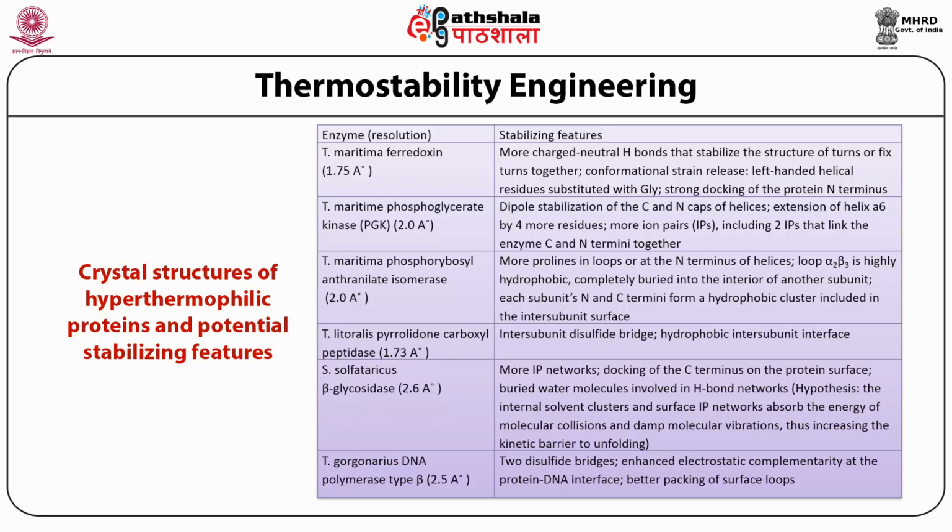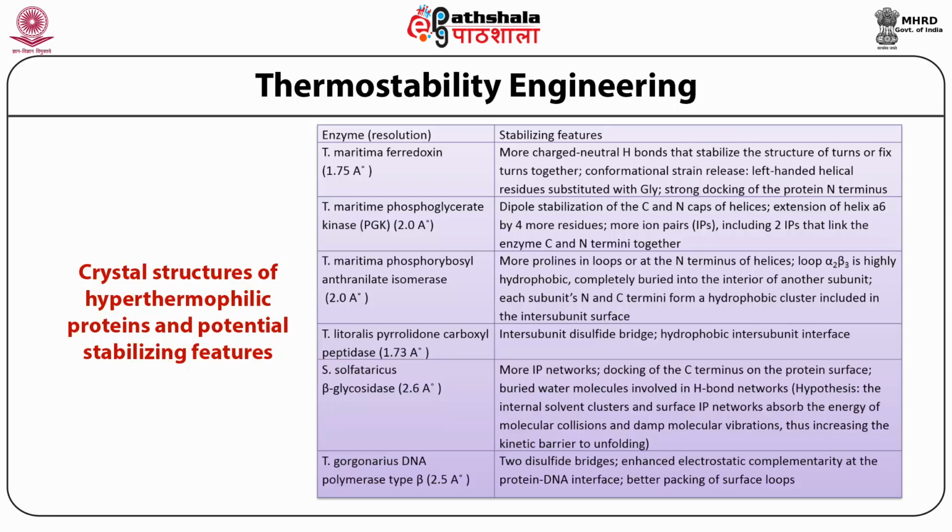In another example, phosphoglycerate kinase, which was isolated from T. maritima, an organism, it showed that the extension of the helix was there by 4 more residues. So the helical part of the protein was extended. Then there was a dipole stabilization of the C and N caps of the helices.